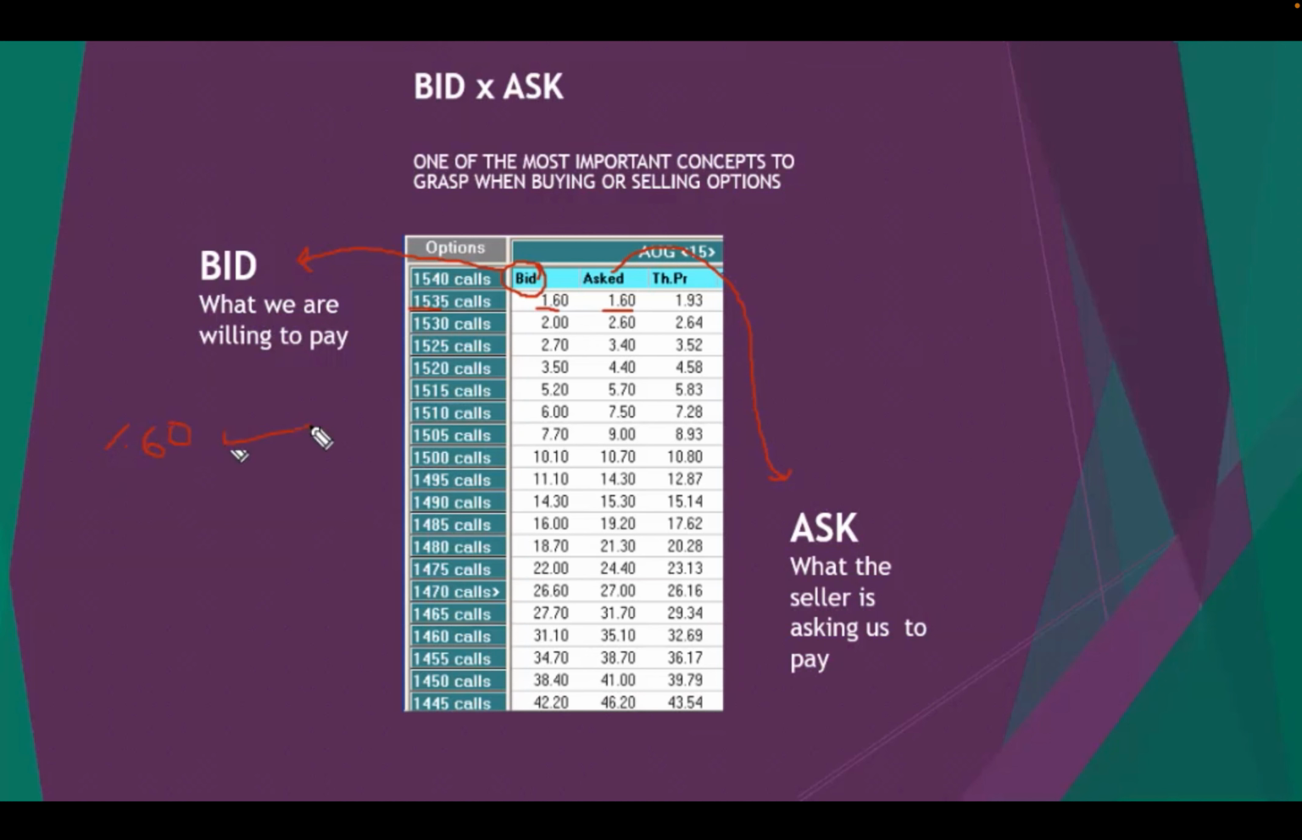But if you notice, as you go further down the chain, look at the 1510 calls. The bid-ask spread is $1.50 apart. You can go even further. Look at the 1485s, $3.20. So if you go in and just pay the ask, look at all the money you're throwing away. You're going to be paying $19.20 when you really want to be paying $16. So this will make more sense in the next slide or two.